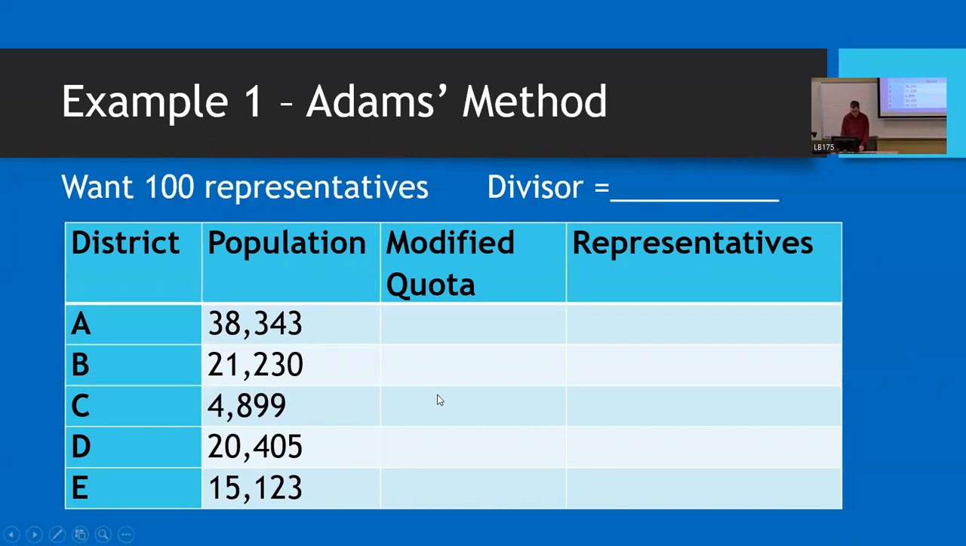Oh, and I forget the divisor I should use. Dang it. So this is our example that we've done in all of our methods. We've done it in Hamilton's method, then we did it in Jefferson's method. 38,343 for District A, 21,230 for District B, 4,899 for District C. D has 20,405. E has 15,123.